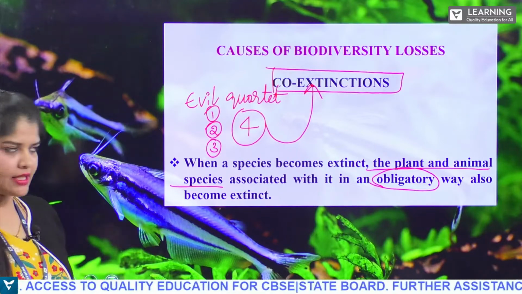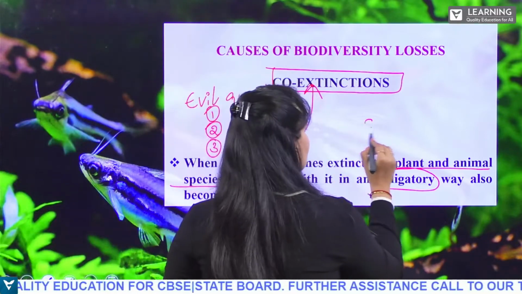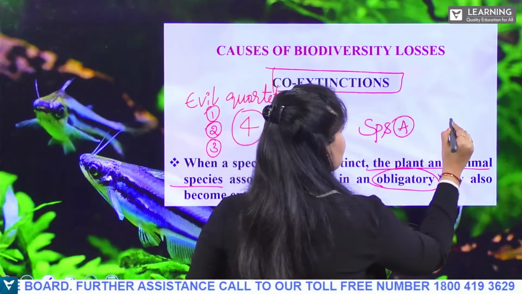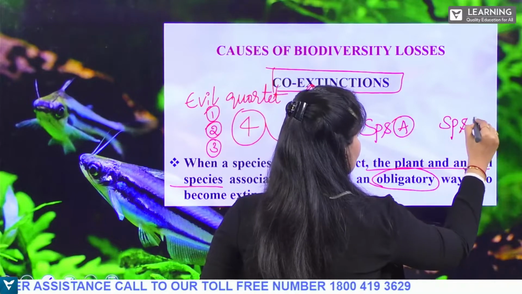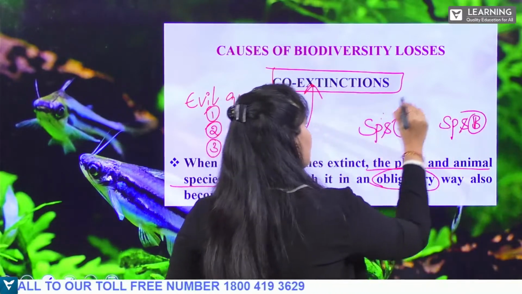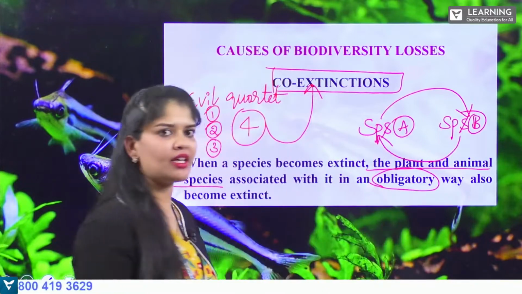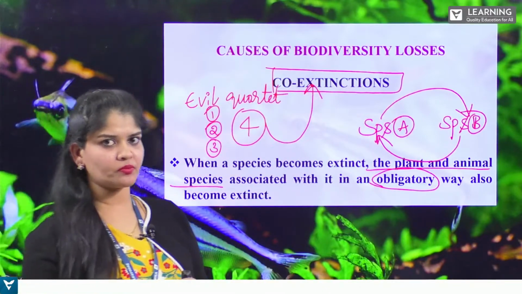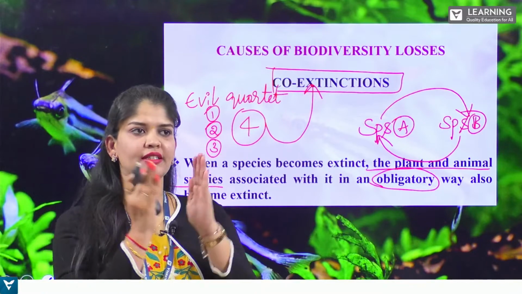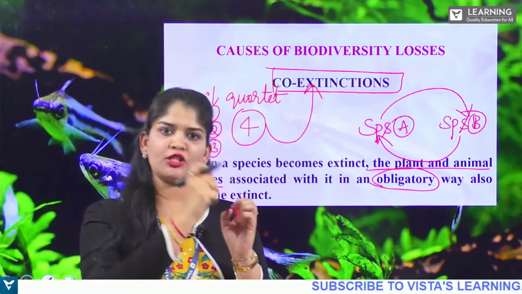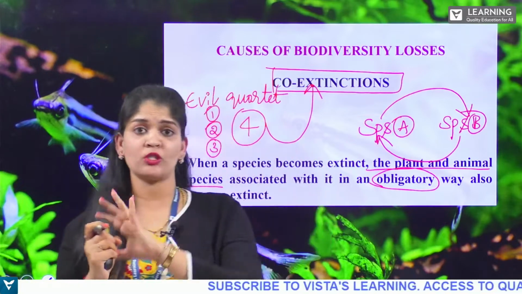May also become extinct. For example, there are two species, right? This is one species, species A, and this is another species, species B. Species A depends upon species B, and species B depends upon species A. A very one-to-one relationship. This relation is very tight. Species A always depends upon species B, and species B always depends upon species A.